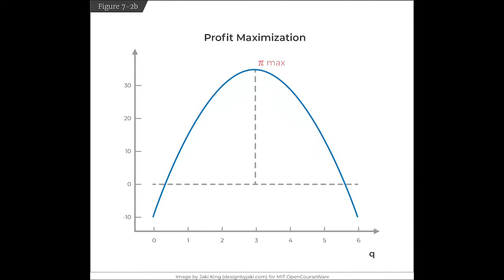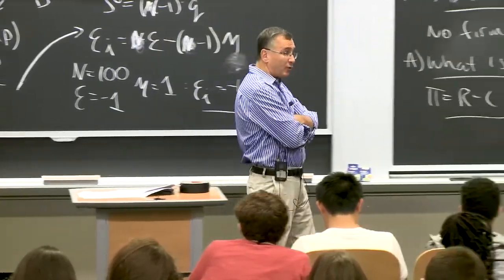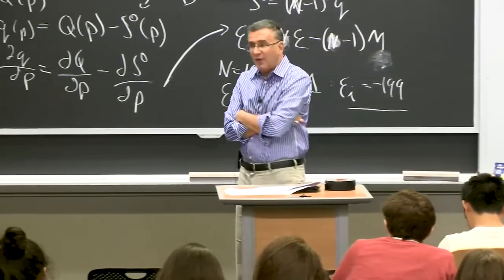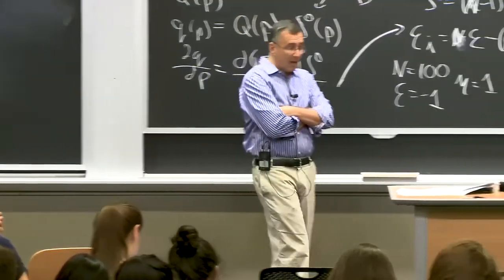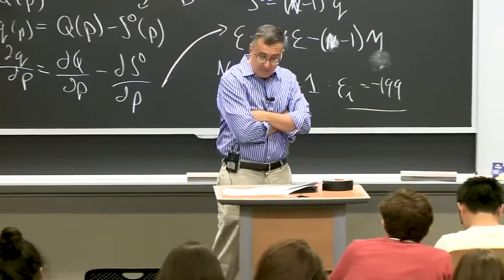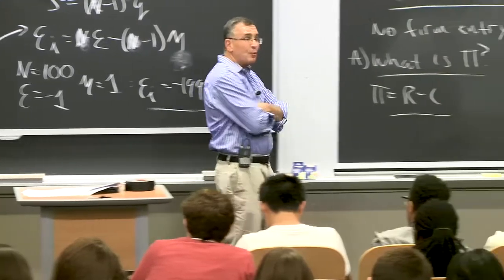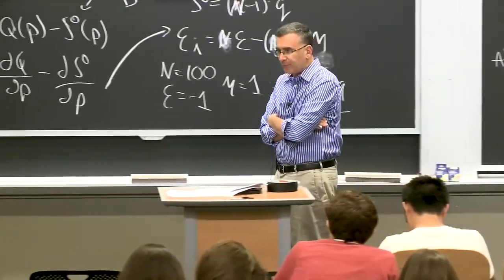You have climbed the hill. You have maximized your profits. What's your total profits at that point? Well, your total revenue is 3 times 30, which is 90, minus 10 plus 5 times 3 squared. Minus 10 plus 45 is 55. So your total profits are 35. That's your maximum profits. That's the most you're going to earn.